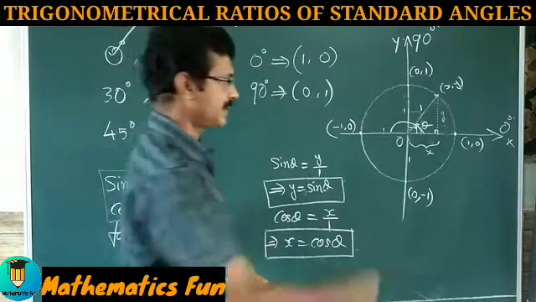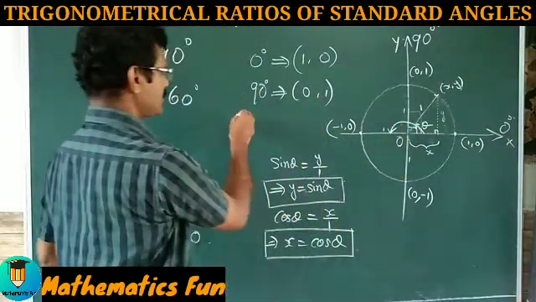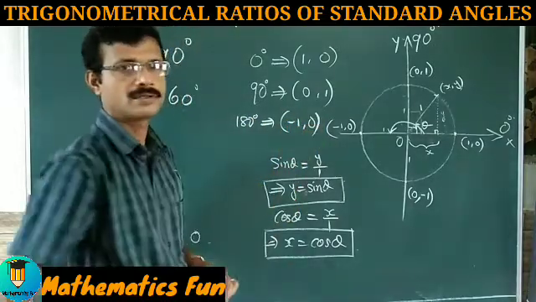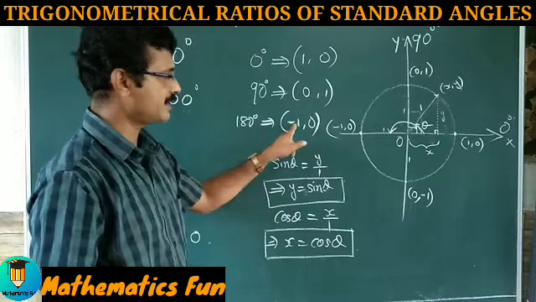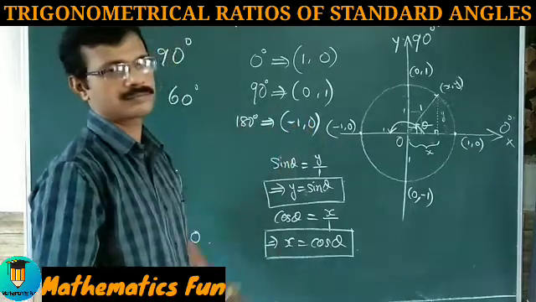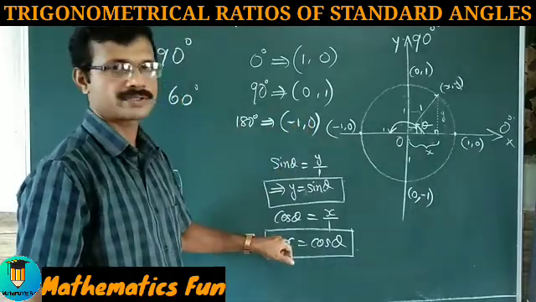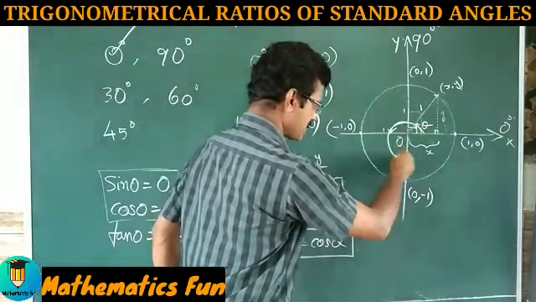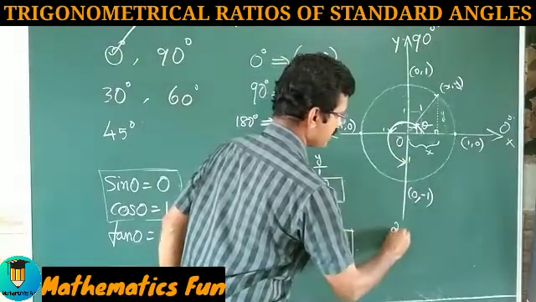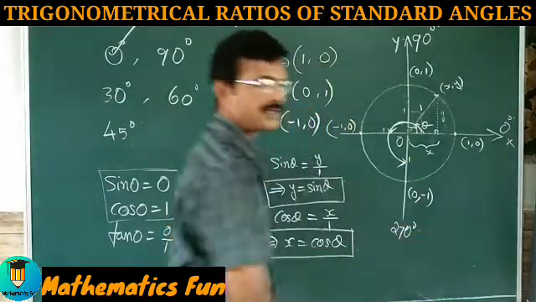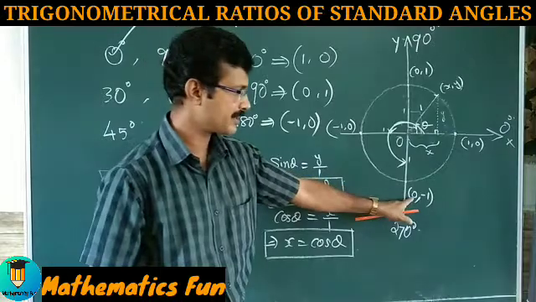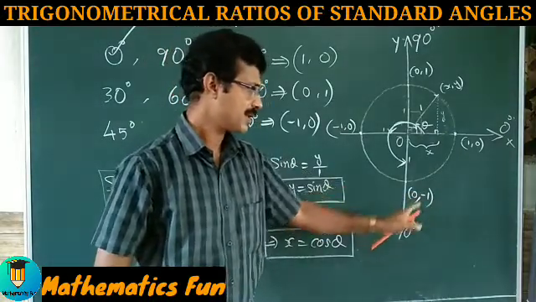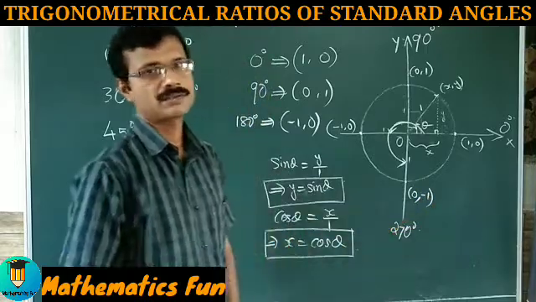The coordinates of 180 degrees are minus 1, 0. So naturally cos 180 is minus 1, sin 180 is 0, since cos stands for x coordinates. Again, if you rotate and it comes here, at present the angle is 270 degrees. So the coordinates of 270 degrees are 0, minus 1. So cos 270 is 0 and sin 270 is minus 1.